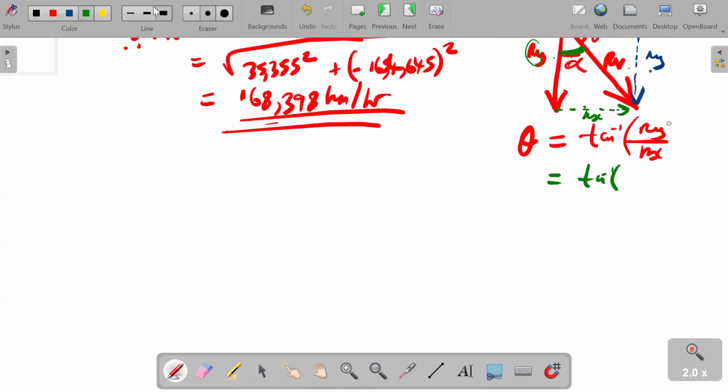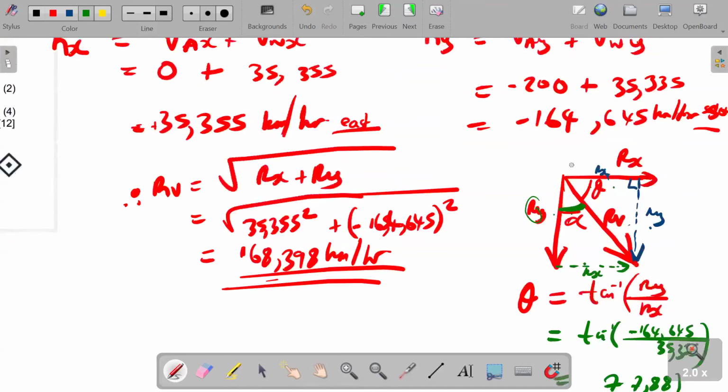So the angle to the horizontal is going to be given by arctan of our Ry, which we got as negative 164.645, over Rx, which we got as 35.355. Right, so with that, it's giving us 77.881. We are still arriving at the same answer. Now with the angle that we have, this is east, while this is south. So we are saying east towards south.